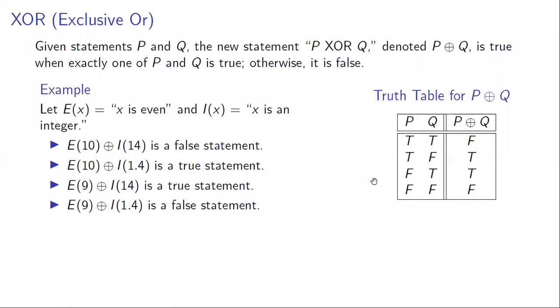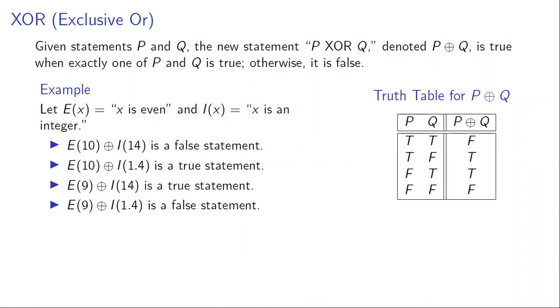Note the difference between OR and XOR is in this first part of the example, right? If this were a plain standard OR, or inclusive OR, then this would be a true statement, right? Inclusive OR includes this. Exclusive OR excludes this. Okay, so the standard OR is inclusive OR.